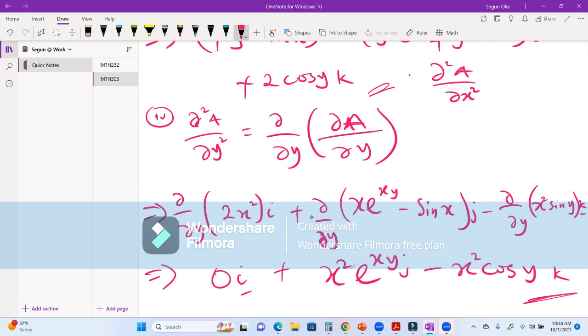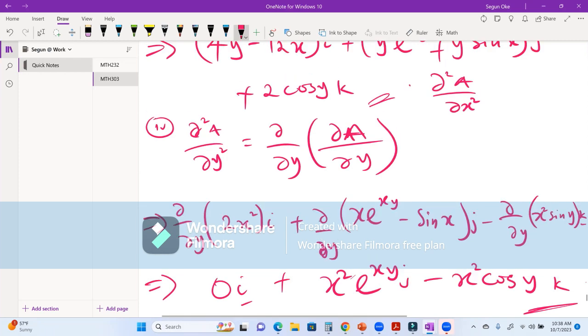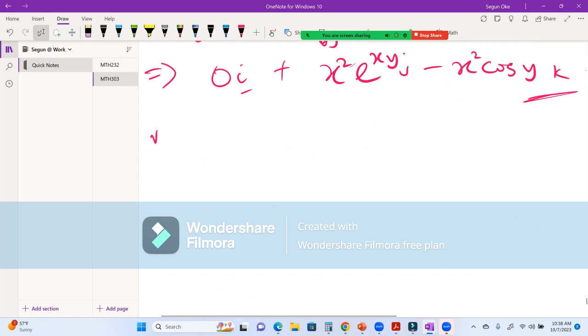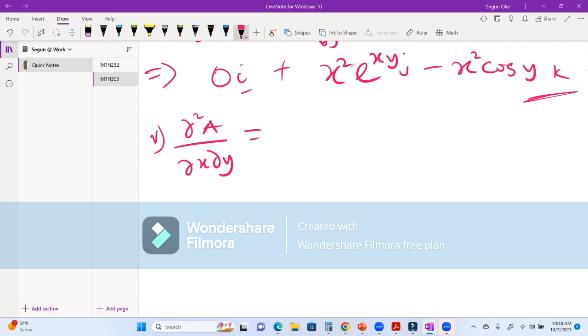Okay. So, number 5 says, this is what I want you to be careful. The d dy, it's the same thing as d dx of the a dy. You can see d dx of the a dy. We know the a dy. Let's go there and differentiate it with respect to x.